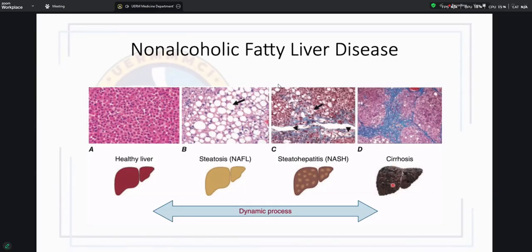formation of cirrhotic nodules. The different spectrum have different clinical prognosis, with, of course, cirrhosis having the worst prognosis as it can lead to a lot of complications and even hepatocellular carcinoma. Fibrosis and the presence of steatohepatitis are the primary predictors of disease progression. Among patients with cirrhosis, progression to clinical decompensation ranges from 3% to 20% every year.